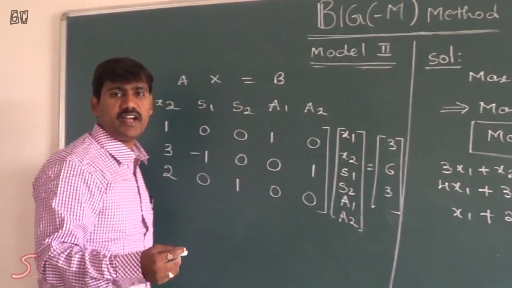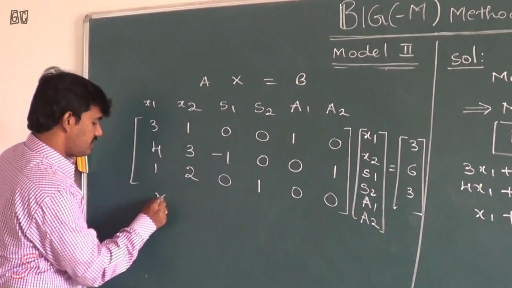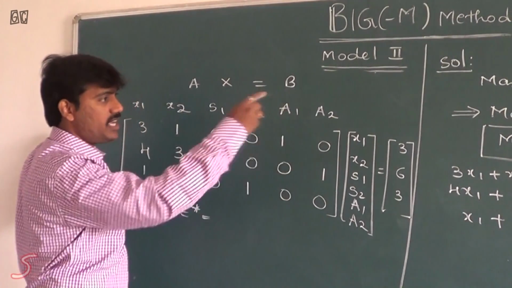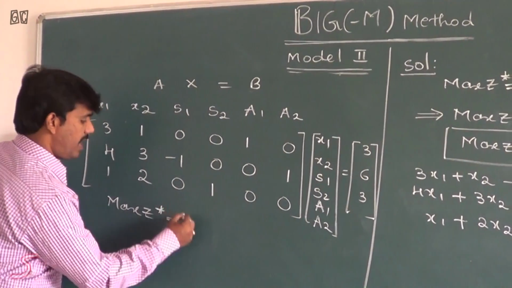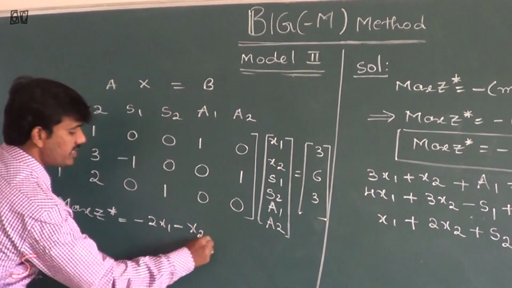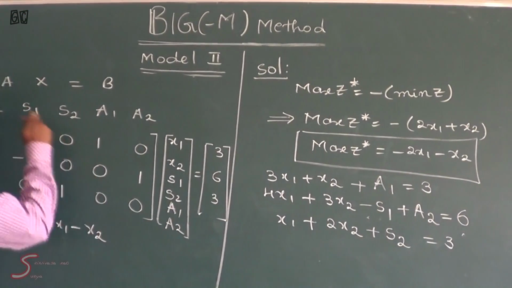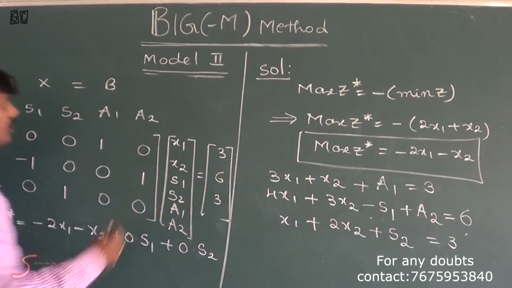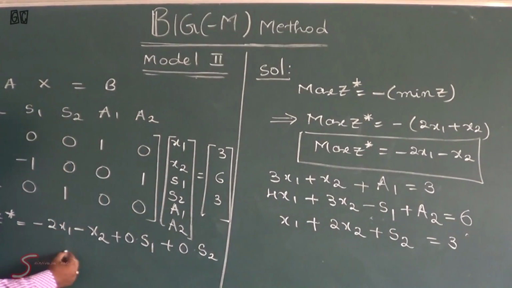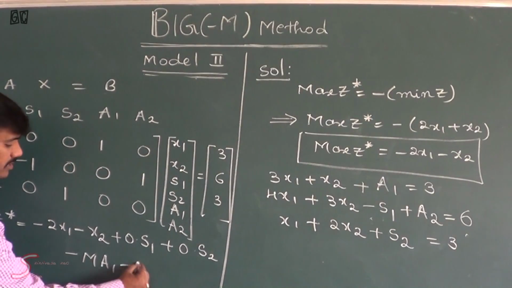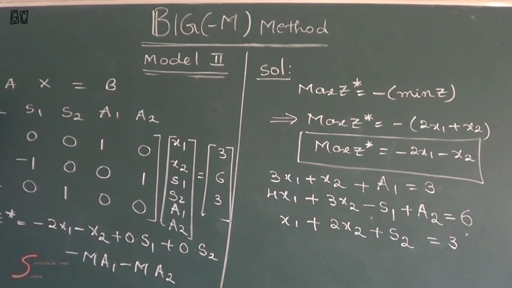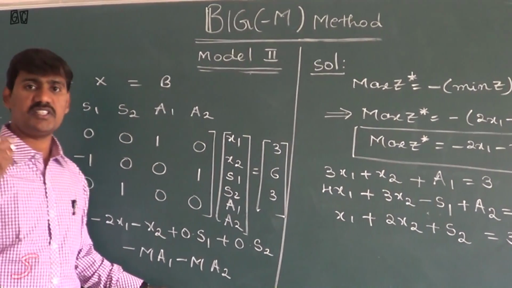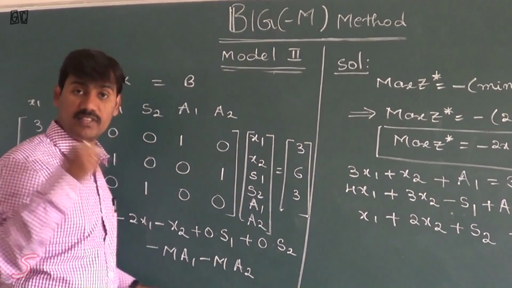After this, the modified objective function. The modified objective function is the maximum of, since we made it in the form of maximization, minus 2x1 minus x2. We introduced a slack variable, s1. The slack variable cost will be 0 plus 0 into s1 plus 0 into s2. We introduce the artificial variables a1, a2, and the cost will be minus M, that is minus M into a1, minus M into a2. That is the reason why this method is called the Big M method. So the cost of the artificial variable, or the penalty, is minus M. Then the first part is over.